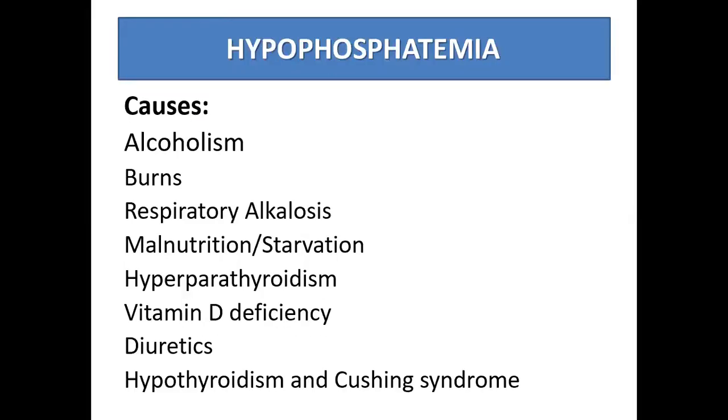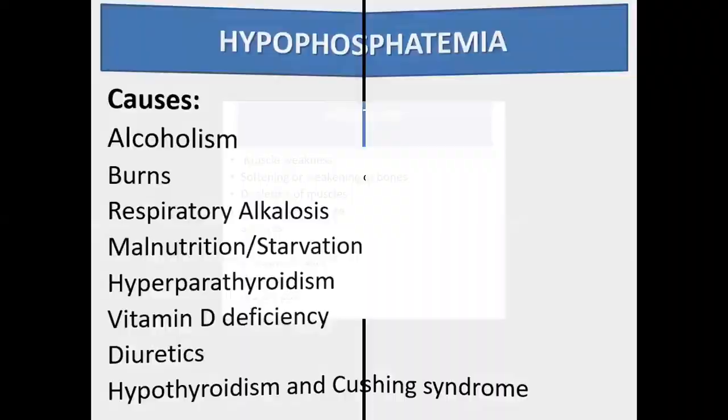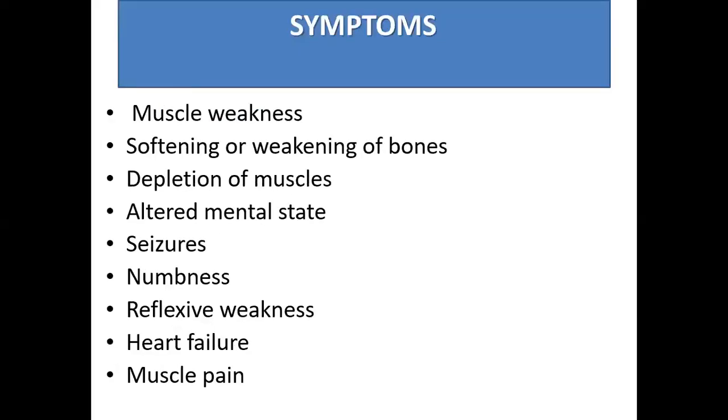Moving on to hypophosphatemia. What will be the causes of hypophosphatemia? Alcoholism is a cause, apart from it, burns. Then we have respiratory alkalosis, hyperparathyroidism, vitamin D deficiency, hypothyroidism, and Cushing syndrome. Now, what are the symptoms? Muscle weakness, softening or weakening of the bones, depletion of muscle, altered mental state, seizures, numbness, heart failure, and muscle pain.